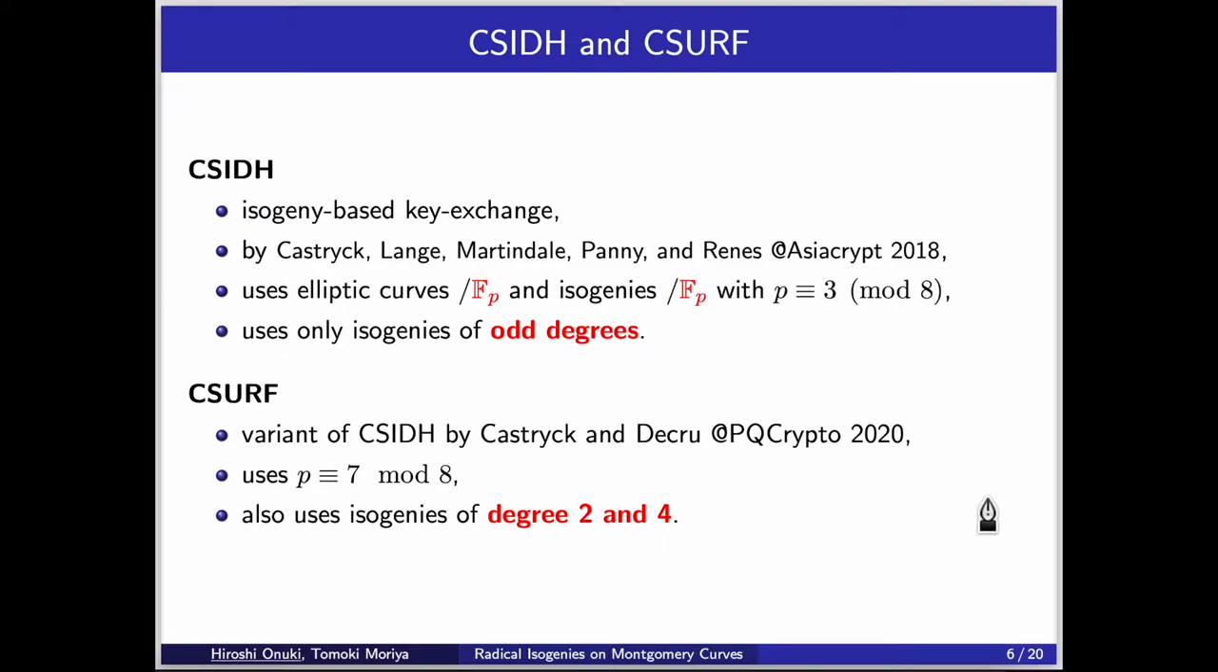CSURF is a variant of CSIDH which was proposed by Castryck and Decru at PQCrypto 2020. CSURF uses a prime congruent to 7 mod 8 and also uses isogenies of degree 2 and 4.